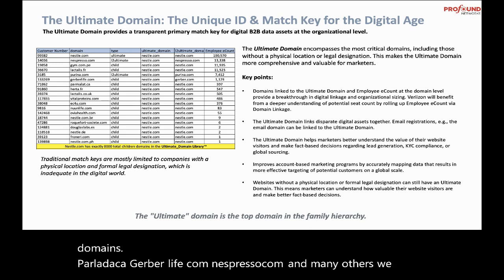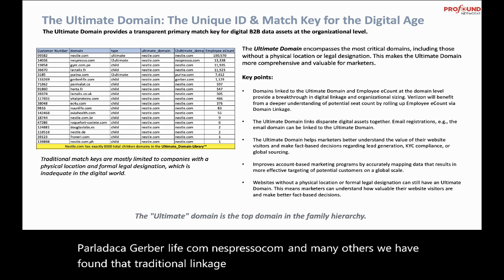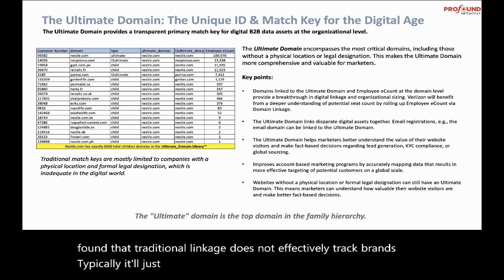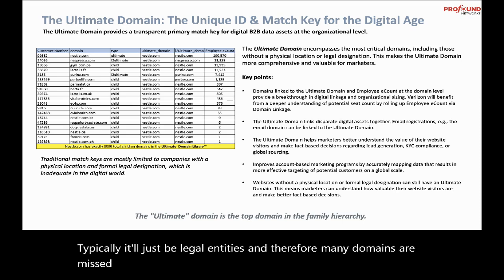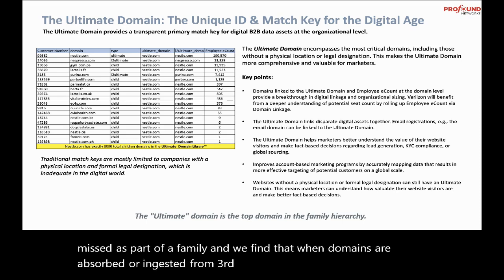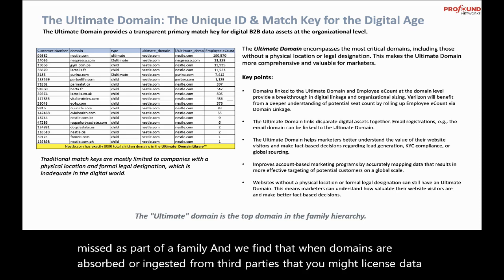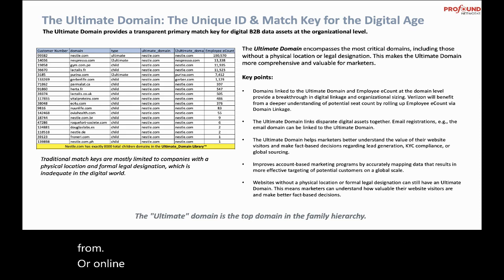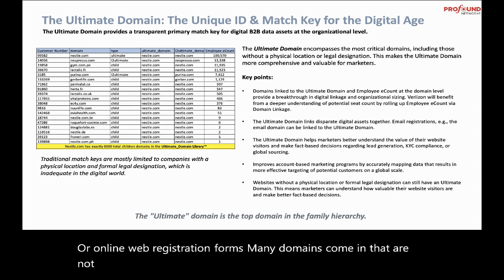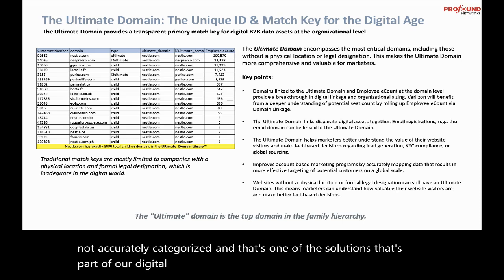We have found that traditional linkage does not effectively track brands typically. It'll just be legal entities, and therefore many domains are missed as part of a family. And we find that when domains are absorbed or ingested from third parties that you might license data from, or online web registration forms, many domains come in that are not accurately categorized. And that's one of the solutions that's part of our digital entity resolution package.